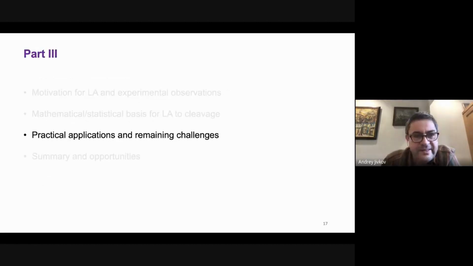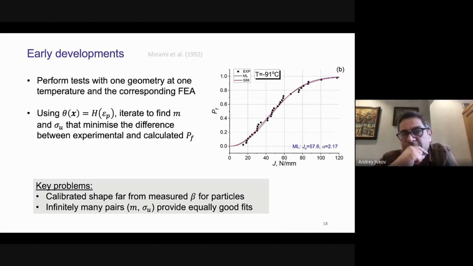So what has been done with this? In the early developments, when the model was proposed, and several years later, people defined what they thought was a rigorous process to calibrate the parameters of the model, which are essentially the shape parameter, m, and the scale parameter, sigma u. And so they said, okay, perform tests with one geometry at one temperature, do the corresponding finite element analysis, use this thinning function, which was the original Berryman model, and start iterating to find the m and sigma u that minimize the difference between the data and your finite element simulations.